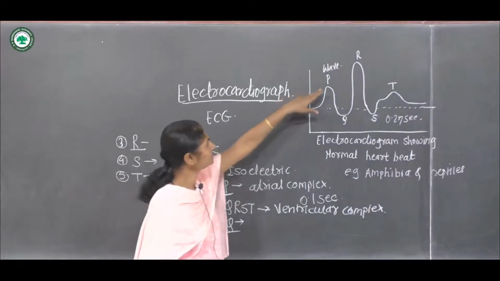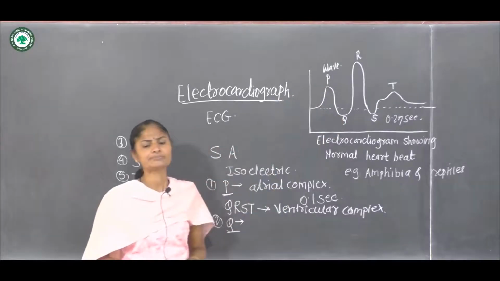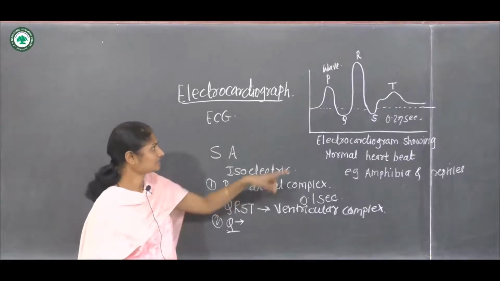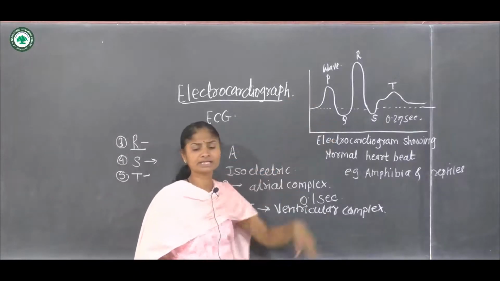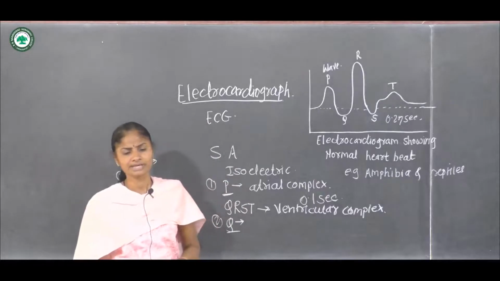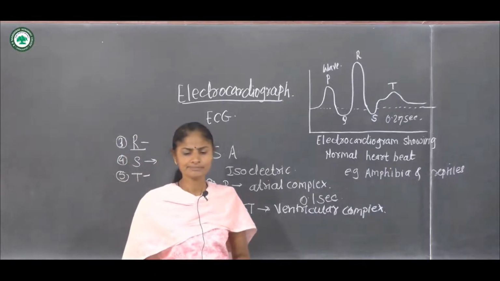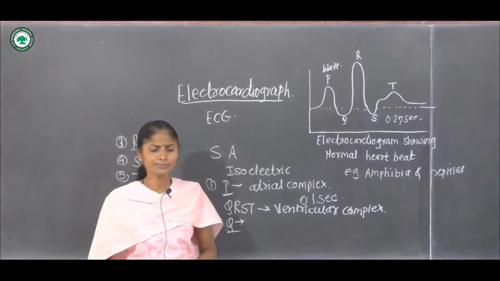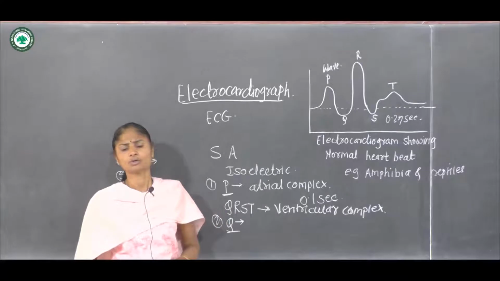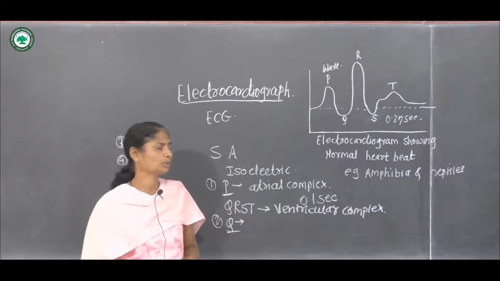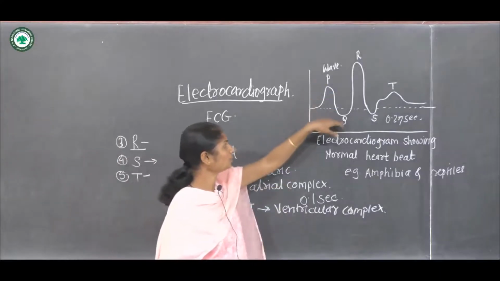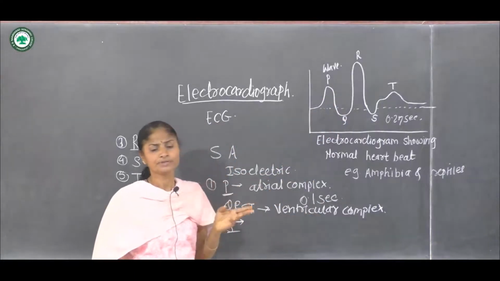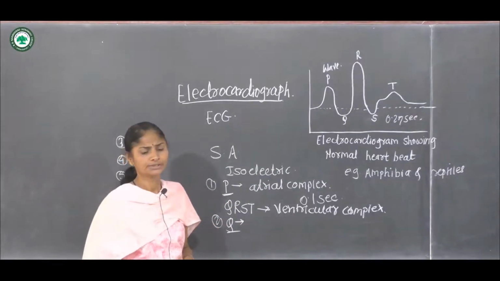Here we see the P and Q period. It is a short isoelectric period, where the curve is flat, and it represents the time taken for the impulse to travel from the auricle to the ventricular node.